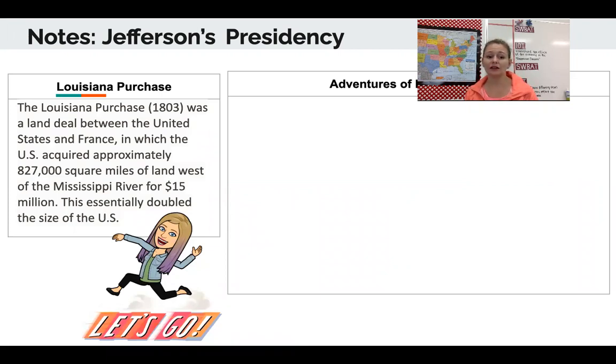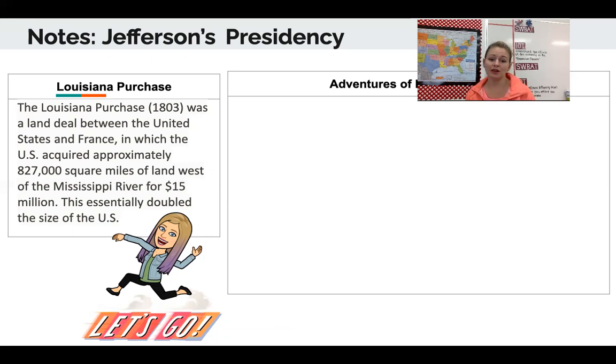So this was a land deal in which the United States acquired approximately 827,000 acres of land. That is a huge amount. I'll show you on a map just exactly how much area was the Louisiana Purchase. They did this for $15 million, which is a lot of money, but is really nothing compared to how much land we were able to gain, and considering the fact that it essentially doubled the size of the United States.